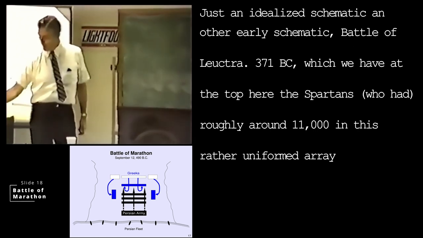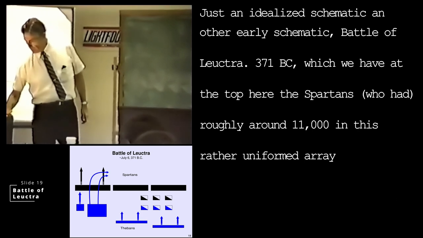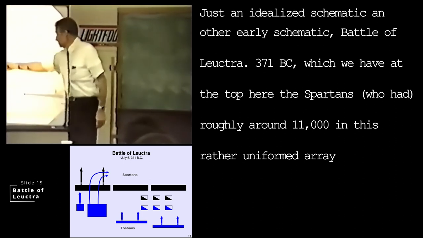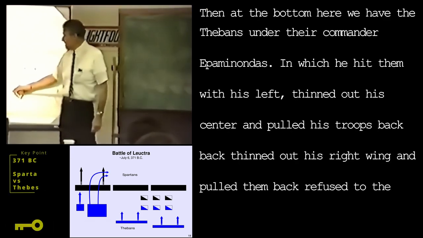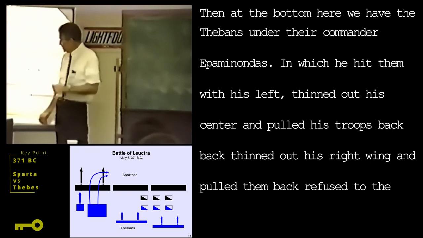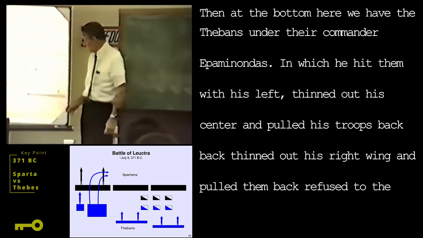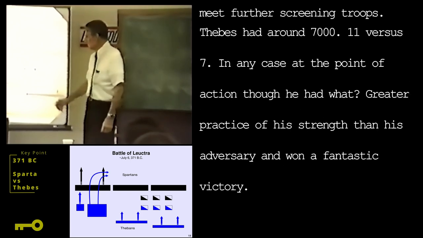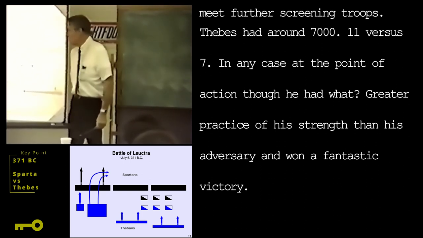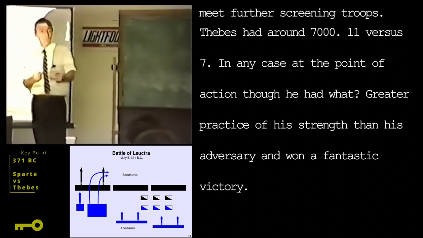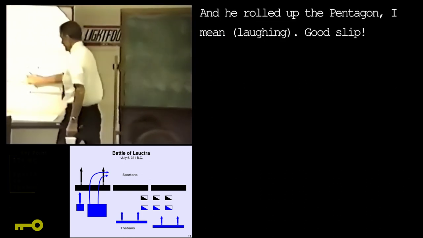Another early schematic. The Battle of Leuctra, 371 BC, in which we have at the top here the Spartans, roughly around 11,000, in this rather uniform array. And at the bottom here, we have the Thebans under their commander Epaminondas, who heavied up his left, thinned out his center and pulled it back to refuse it, thinned out his right, pulled it back, refused it even further, with screen troops in between. Around 7,000, 11 versus 7. In any case, at the point of action he had a greater proportion of his strength than his adversary, won a fantastic victory, and he rolled up.